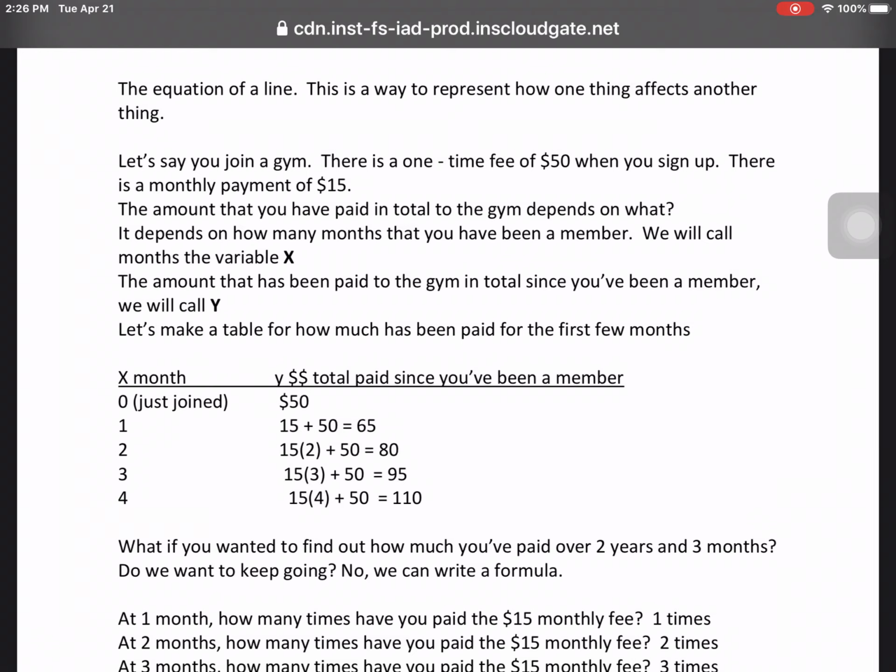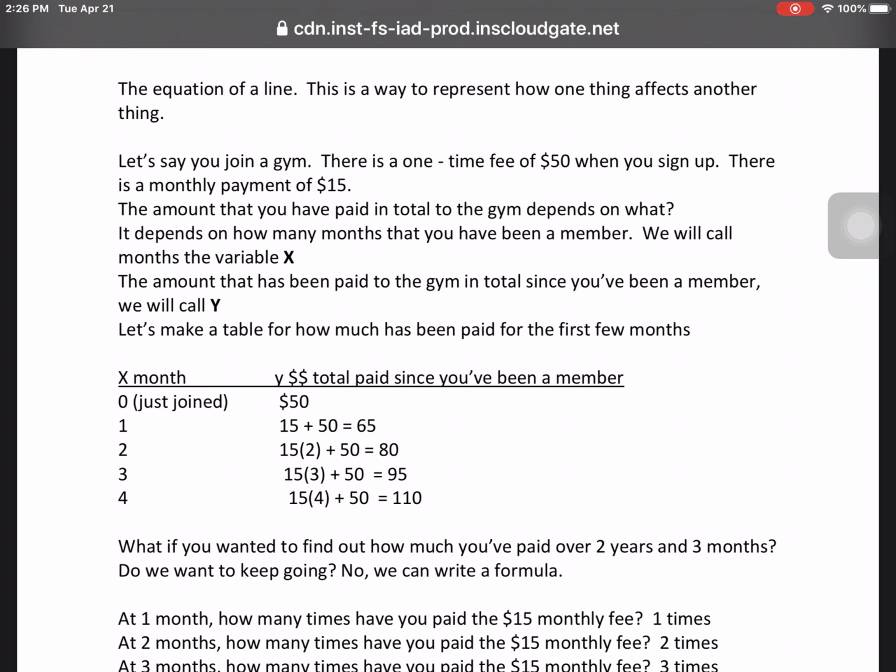The equation of a line is a way to represent how one thing affects another. If you join a gym and there is a one-time fee of $50 and a monthly payment of $15, how much have you spent on your gym membership in all? What does that depend on? It depends on how many months you've been a member. Every month you're paying $15 more.